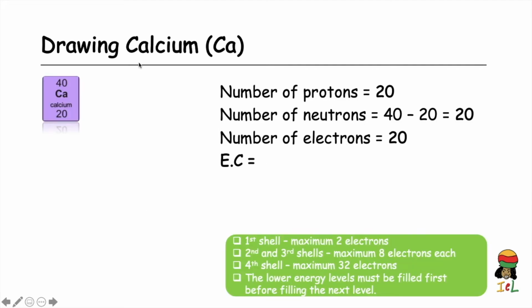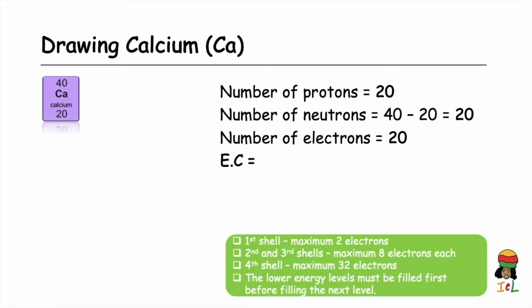The final practice drawing will be that of calcium. The symbol for calcium is an uppercase C followed by a lowercase a. Calcium has a mass number of 40 and an atomic number of 20. Since the atomic number is 20, the atom has 20 protons and 20 electrons because the number of protons and electrons are equal in an atom. The number of neutrons will be the atomic number 20 subtracted from the mass number 40, which gives 20 neutrons.